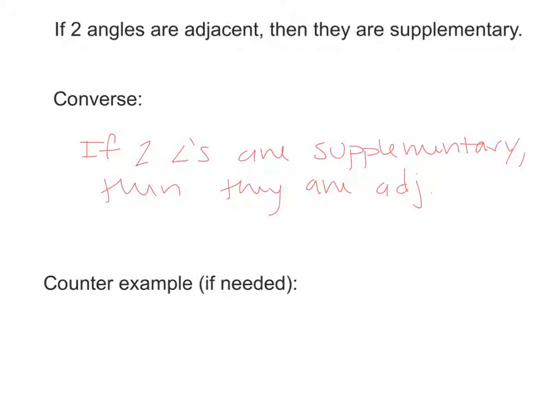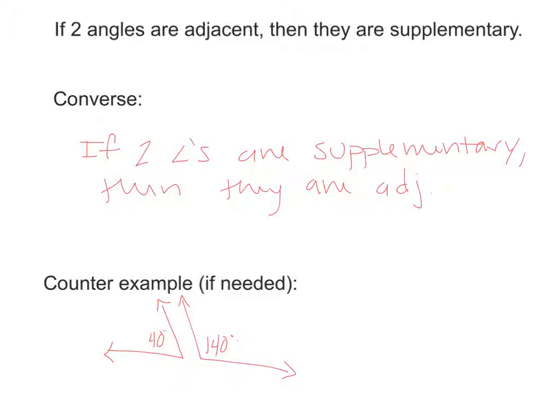Now the counterexample. Supplementary angles means that they add up to 180. They don't have to be adjacent. Adjacent means that they're right next to each other, they share a side and a vertex. So my counterexample could be a picture. It could just be an angle, maybe 40 degrees, and another one, 140. 140 and 40 add up to 180, so they are supplementary, but they are not adjacent.